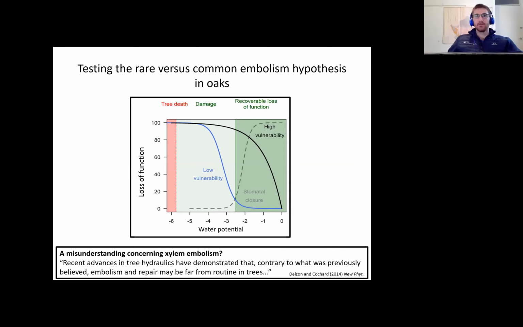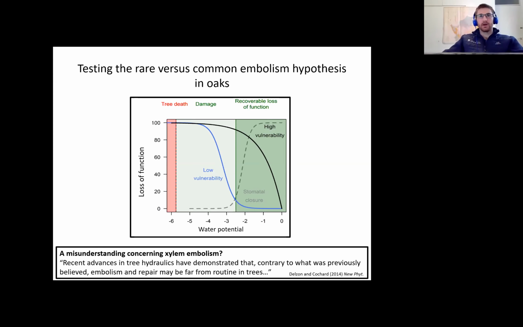These have variously been referred to as the rare embolism or embolism avoidance hypothesis versus the common embolism or damage and refilling hypothesis. It's important to consider two things. The first is that there are these methodological artifacts, so we need to find innovative ways to figure out what the true vulnerability curve is. The second is that each of these two hypotheses produces quantitative predictions that we can test.